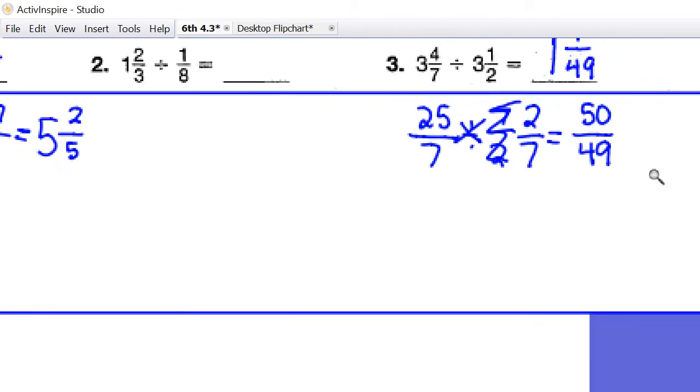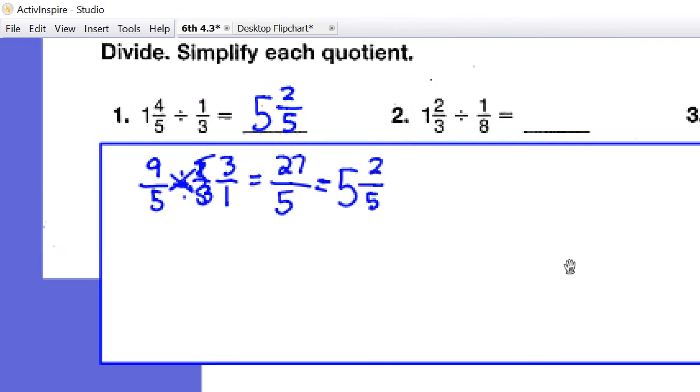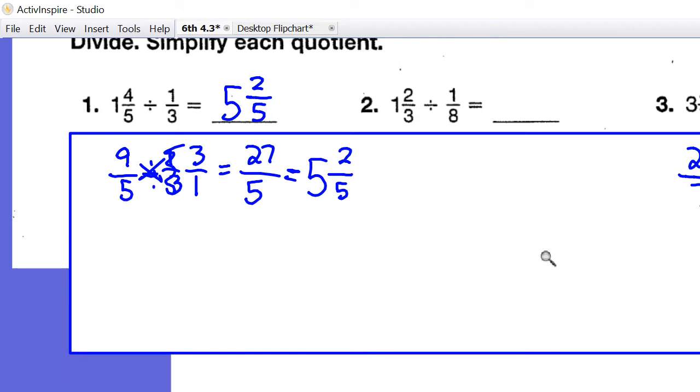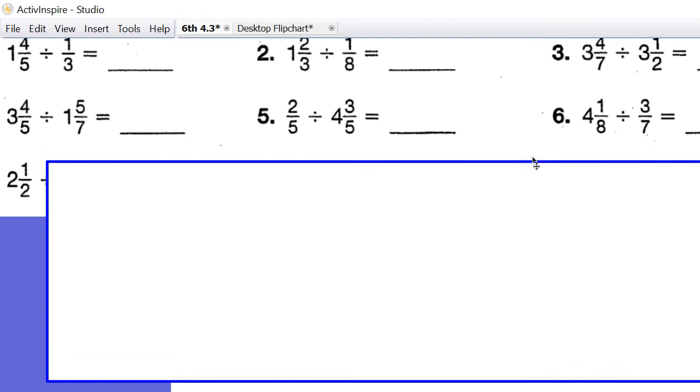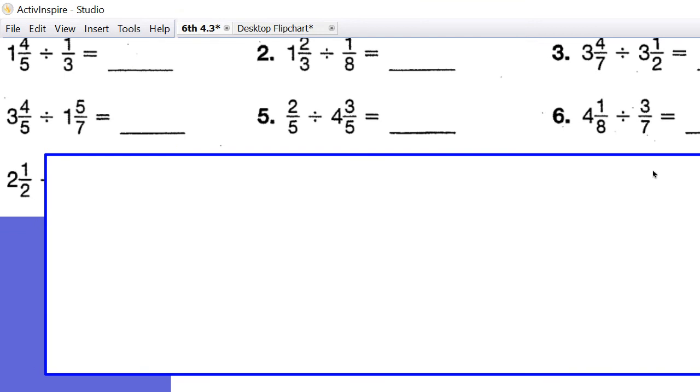All right, let's go check out number 5. Need to reorganize my page just a little bit, and we're on number 5. There, now we can see it. 2/5 divided by 4 3/5.